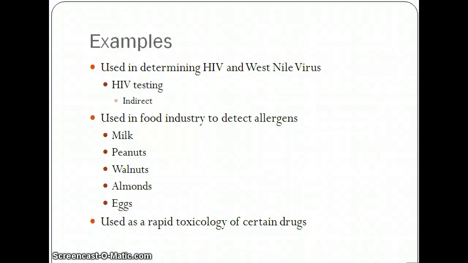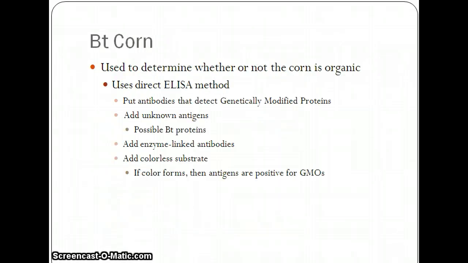Examples: HIV, West Nile virus, and in the food industry, allergies such as milk, nuts, and eggs, and certain drugs for rapid toxicology. Bt corn, once again: organic or not, you don't know, so you gotta test it, using the direct ELISA method.